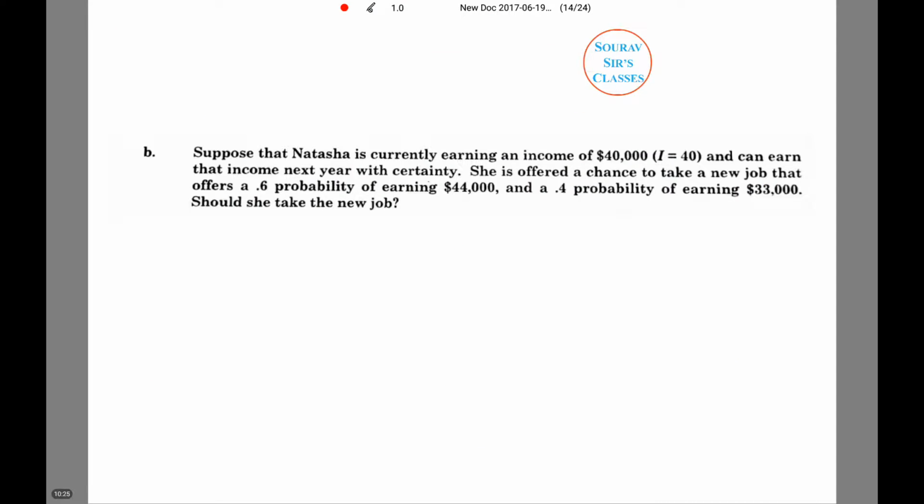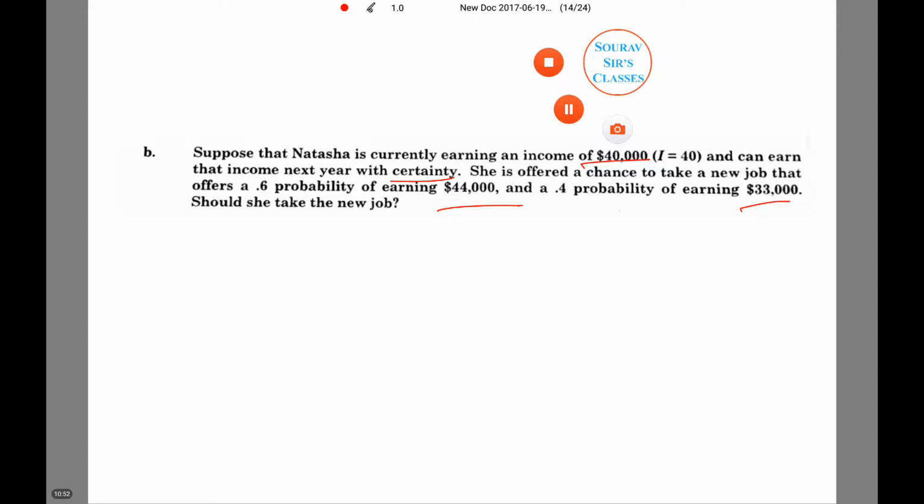Now in the next question we see that Natasha is currently earning an income of $40,000 and can earn that income with surety next year. Now she is offered a chance to take a new job with a probability of 0.6 of earning $44,000 and a 0.4 probability of earning $33,000. What do you think? Should she take the new job?